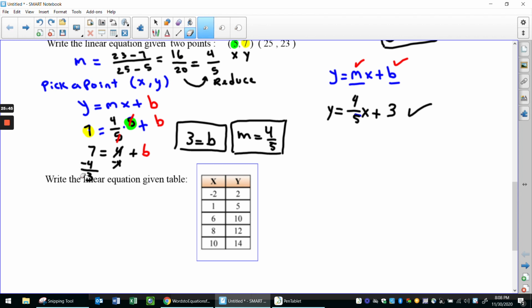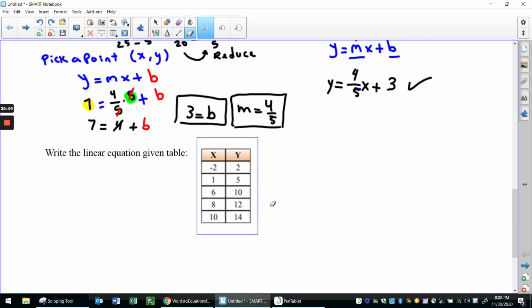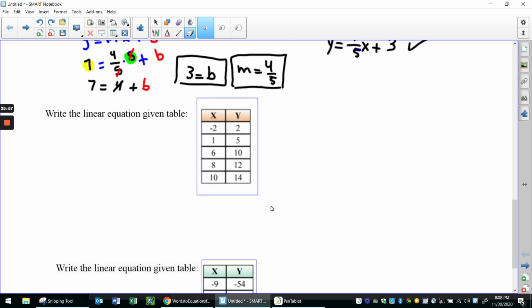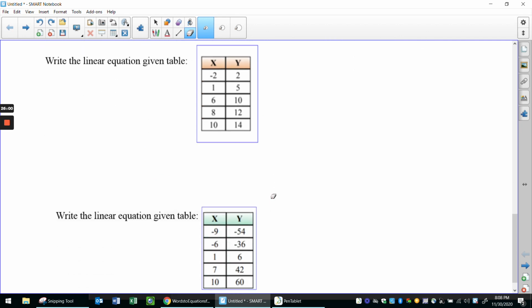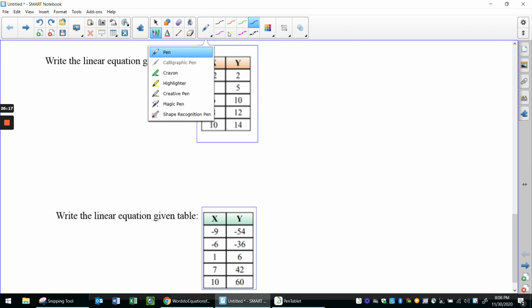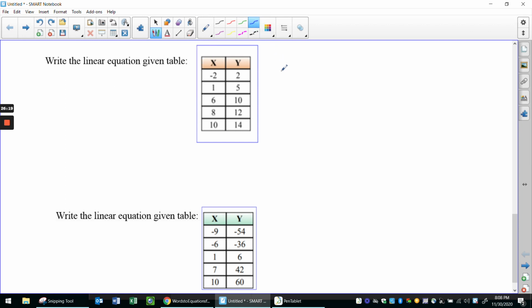Let's go ahead and look at this problem here. I'm going to go ahead and erase this piece. I'm going over top of your problem here. Write a linear equation given the table. Now this time you're given a table. And with a table, you're going to be given a whole bunch of points. But what you should remember is, if you are looking at a linear equation, it does not matter which points you pick because they're linear. All the points are on the same line. So you could pick whatever point you want. You just pick 2 of these points.